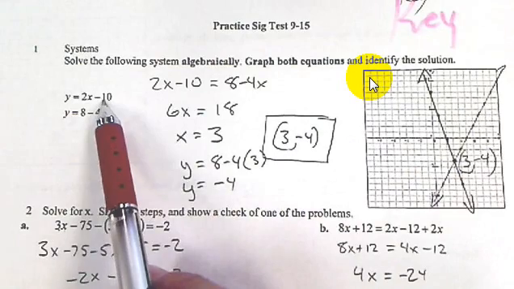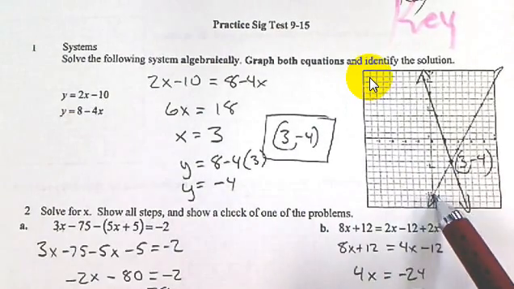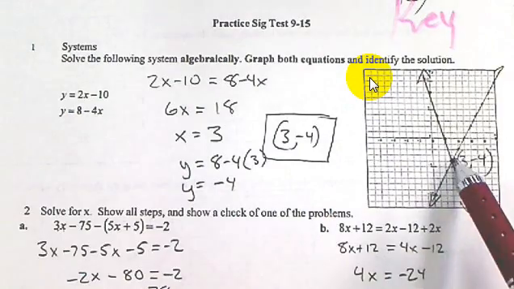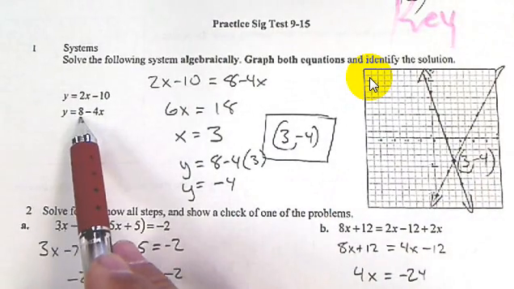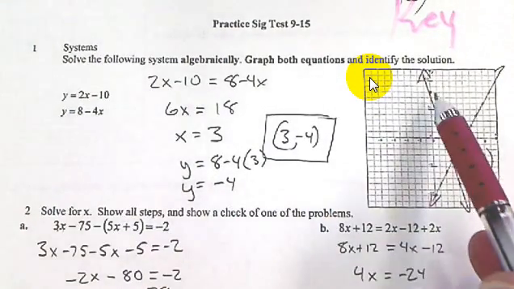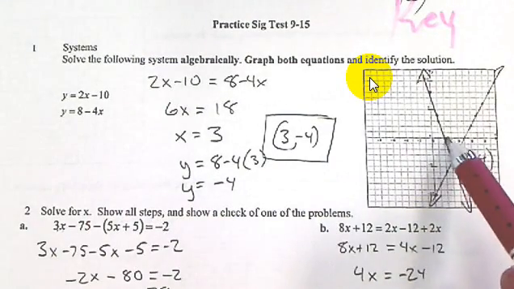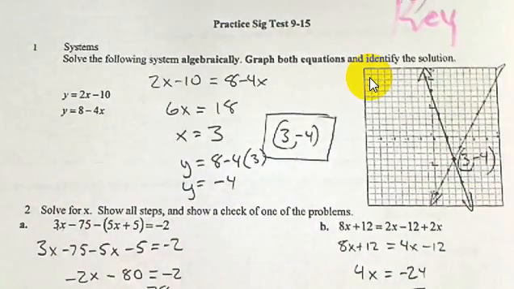Now to graph them, you just do the y-intercept, -10. Your slope is 2, so you go up 2 over 1, up 2 over 1, up 2 over 1. And on this one, the y-intercept's at 8, and slope is -4. Go down 4 over 1, down 4 over 1, down 4 over 1.